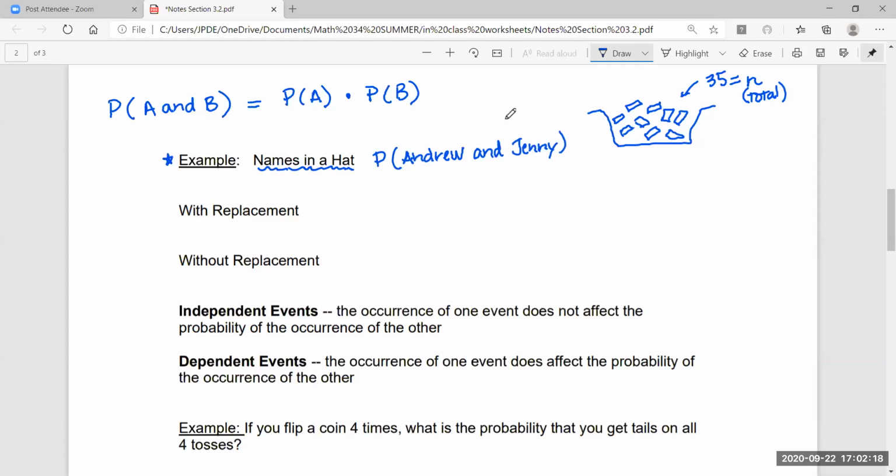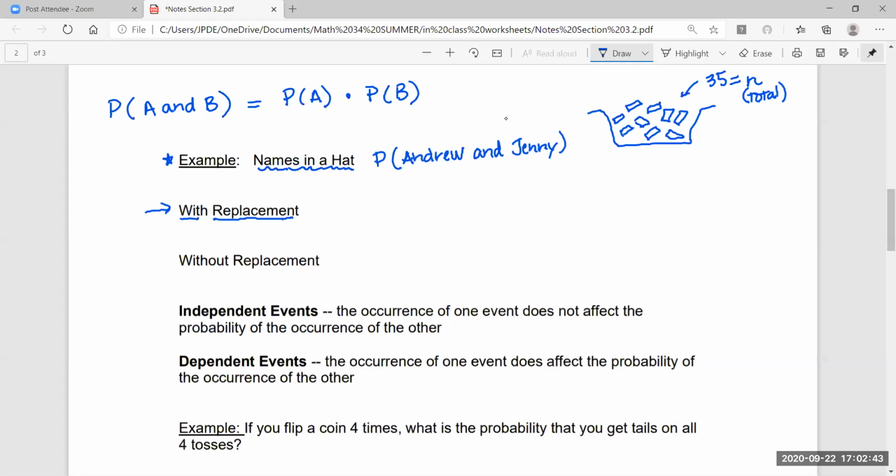So the first one we're going to do says with replacement. What that literally means is we're going to draw a name out and then we're going to put that name back in there. It doesn't really make a lot of sense in this problem because you can't have the same person twice. But if we were doing replacement, that means you draw the name out and then you put it back in and then you do the second one.